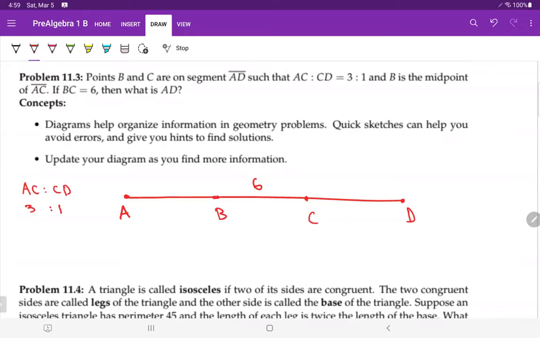And B is the midpoint of AC. So this one equals this one. So this is also a 6 because it's a midpoint. So since B is midpoint of AC, then AB is equal to BC, which equals 6. Right? So the goal is to find the length of AD, the whole thing.